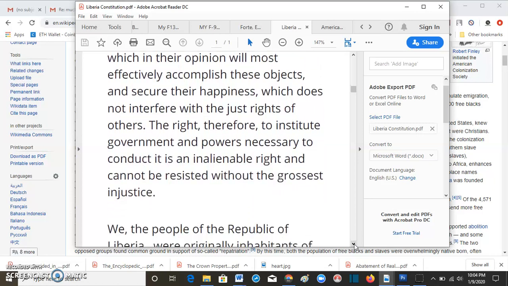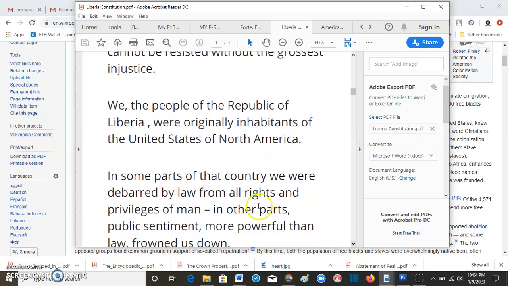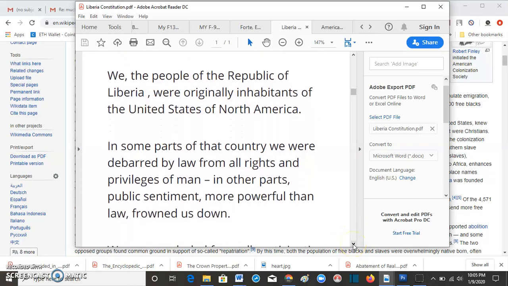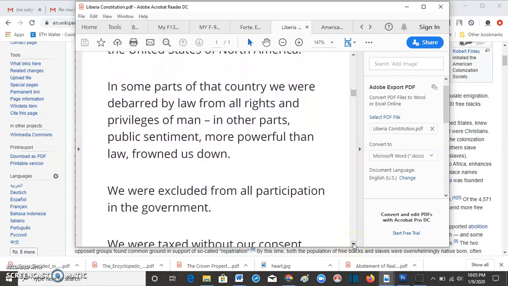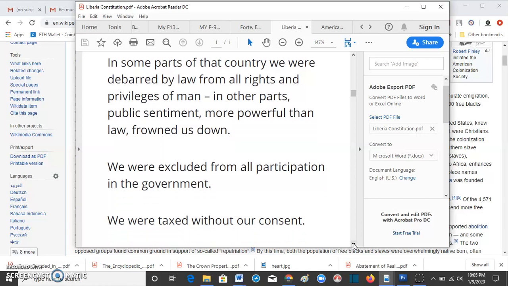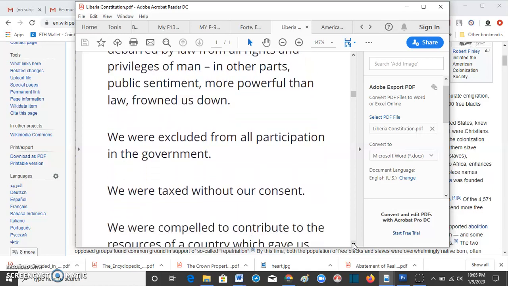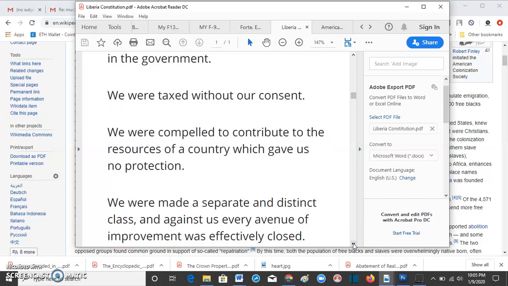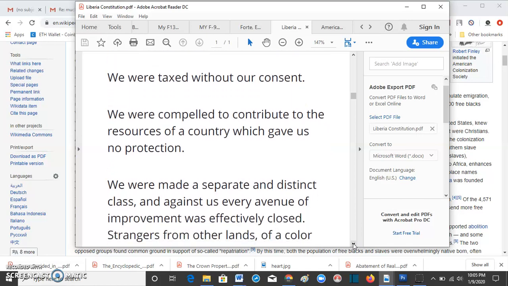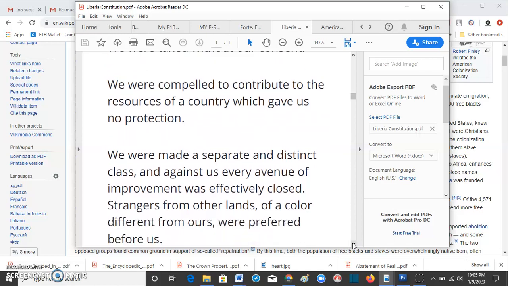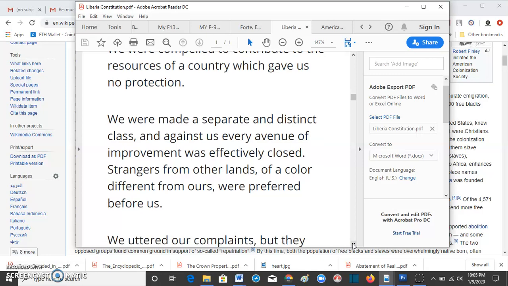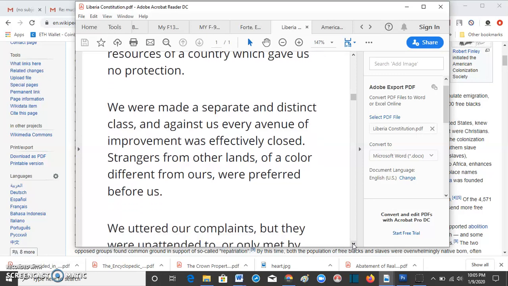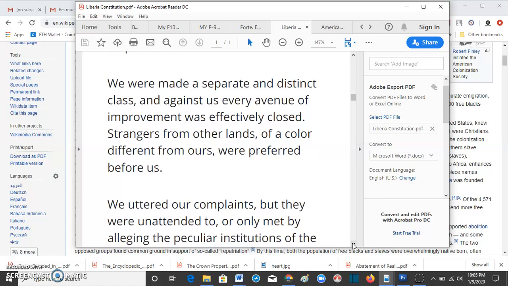Okay, I'm gonna skip all of that. We, the people of the Republic of Liberia, were original inhabitants of the United States of America. In some parts of that country, we were debarred by law from all rights and privileges of men. In other parts, public sentiments, more powerful than law, frowned us down. We were excluded from all participation in the government. We were taxed without our consent because we're Indians and not taxed, man. I told you, man. We were compelled to contribute to the resources of the country, which gave us no protection. We were made a separate and distinct class, and against us, every avenue of improvement was effectively closed.